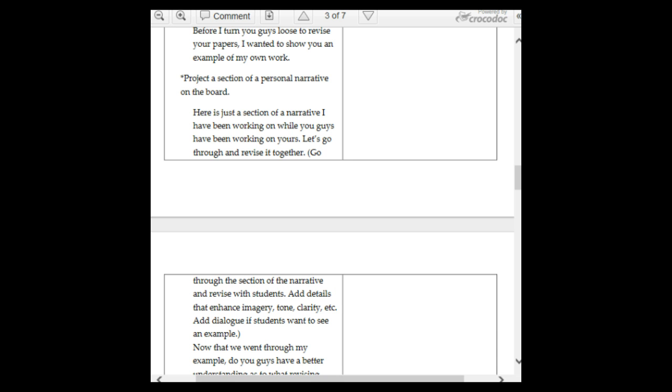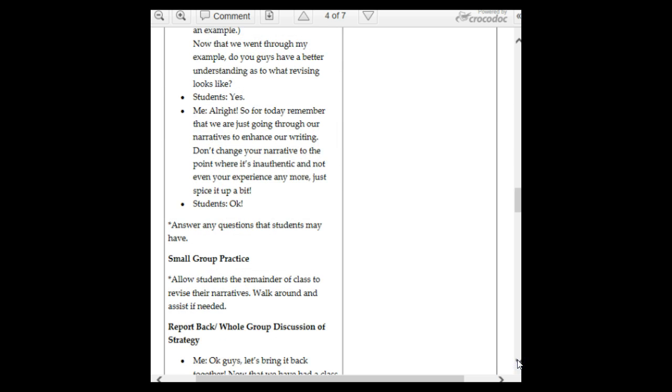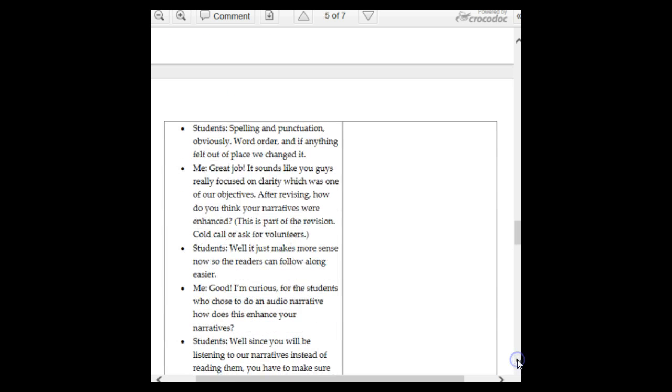So a couple tweaks here, but the idea of the lesson plan looks really good, okay? I like that you bring the students back together and talk about the purpose and talk about how all of this revision is going to enhance their narrative. Okay, nicely done.